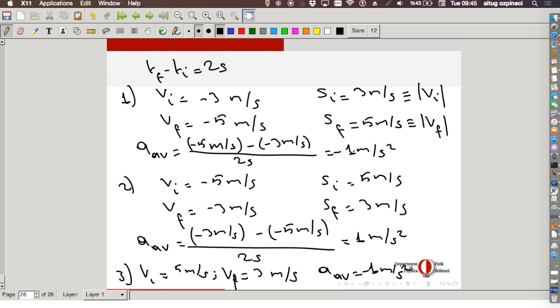Of course, in everyday life, when we say accelerating, we mean it's speeding up. When it is decelerating, we mean it's slowing down. But that's not how we define it in physics.